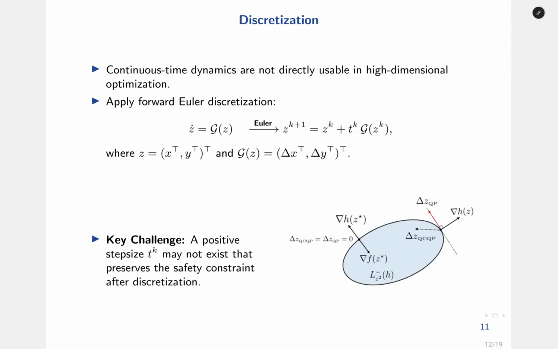The most natural choice is the forward Euler discretization shown at the top. Here, z simply stacks together x and y, and g defines the safe gradient flow direction determined by our quadratic program. However, this discretization introduces a non-trivial challenge. For a given iterate, there may not exist any positive step size that simultaneously satisfies the safety condition. The figure on the right illustrates this issue. If the current iterate is on the boundary, the search direction can become tangent to the boundary, implying that the discretized step may violate the constraint set for any positive step size.